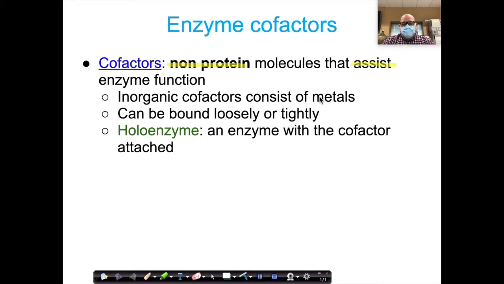Okay, these cofactors are metal-based, and they can bind to enzymes in different ways. A holoenzyme is an enzyme with the cofactor attached. So if you have some enzyme out there that's bonded with its cofactor, we can call it a holoenzyme.